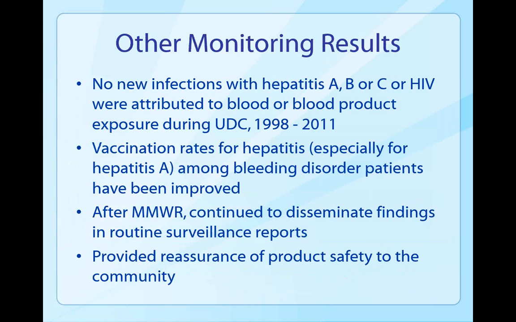Other monitoring results were that no new infections with hepatitis A, B, or C, or HIV were attributed to blood or blood product exposure during the entire period that the UDC project was in place. We also collected data on small children about vaccination, especially for hepatitis A, which wasn't common back in that period of time. And we found that the vaccination rates had improved over time. And after the MMWR article that I mentioned, we continued to disseminate these findings in routine surveillance reports, providing reassurance of product safety to the community.